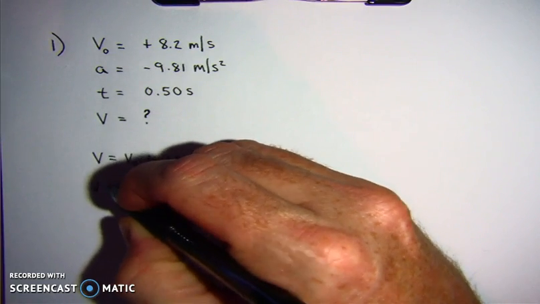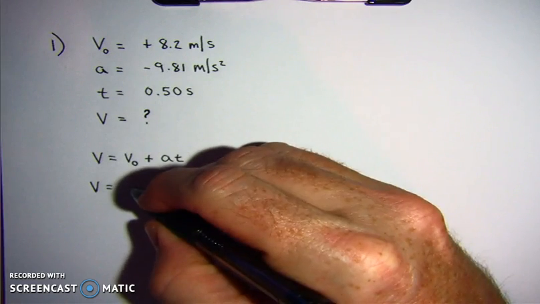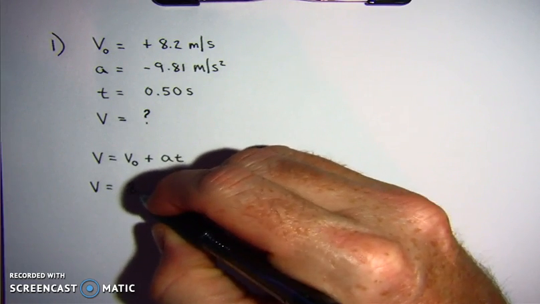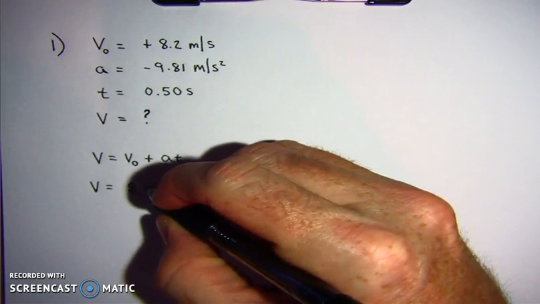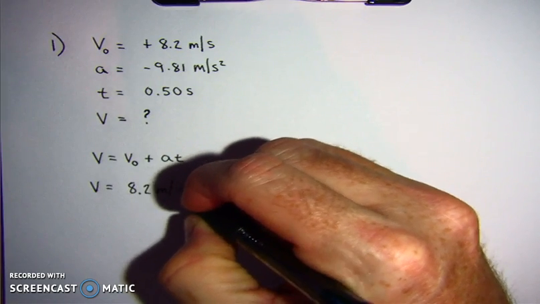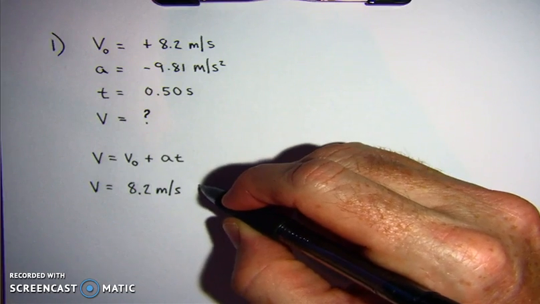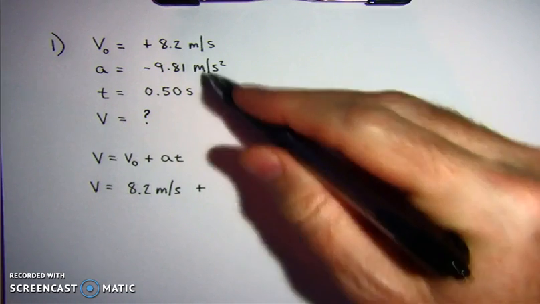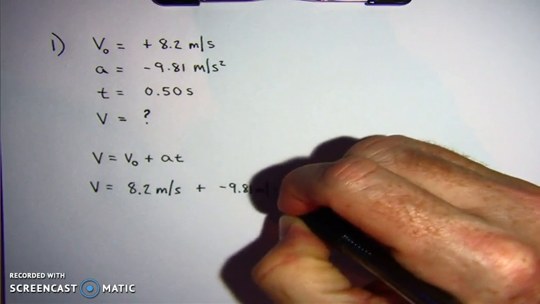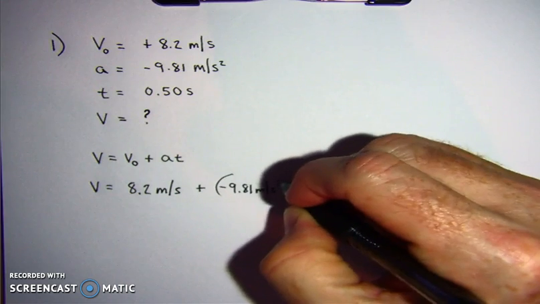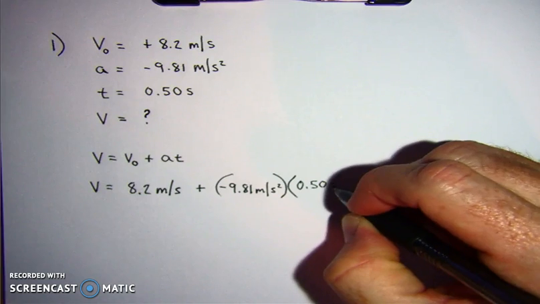So velocity equals the initial velocity, which was 8.2 meters per second, and if it's a plus, I don't need to write the positive sign. I just need to make sure I write it if it's negative. So 8.2 meters per second is how hard we threw the ball in the upward direction, plus the acceleration, which is negative 9.81 meters per second squared, times time, which was 0.50 seconds.